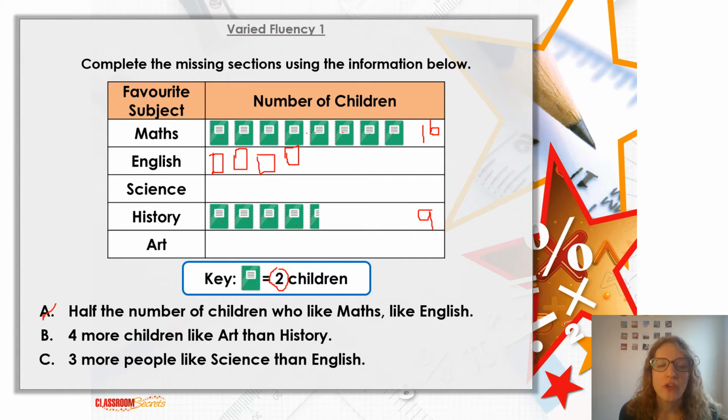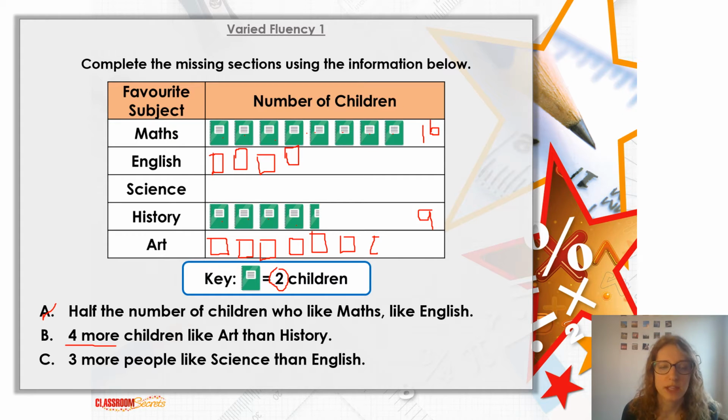Let's look at B: 4 more children like art than history. We know that 9 children like history, so 4 more we need to do now. So 9, 10, 11, 12, 13. To start with, I know I've got 2, 4, 6, 8, and I'm going to go for a whole one here, 10, 12, and then 13, remember, we only need half of it.